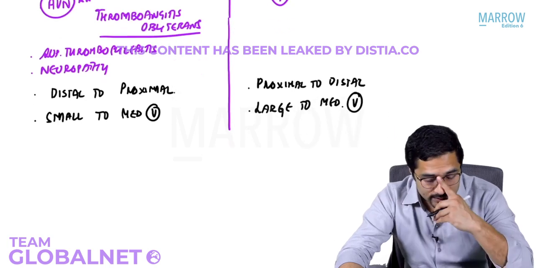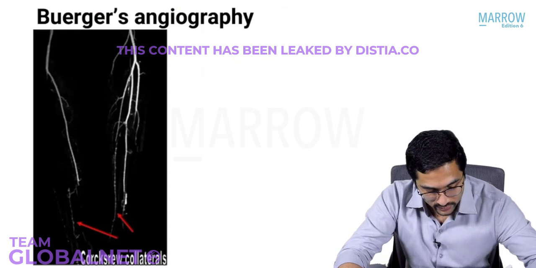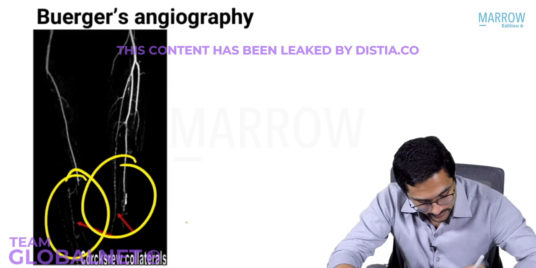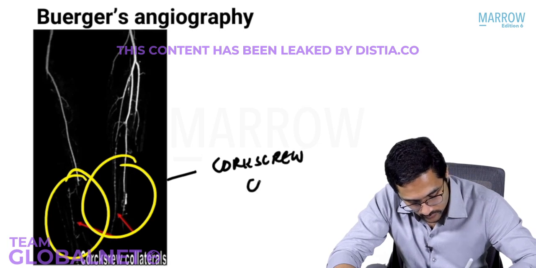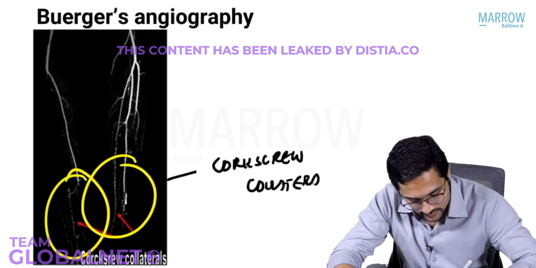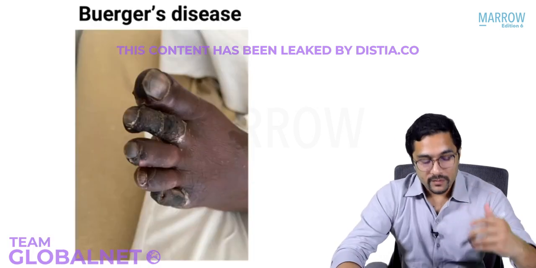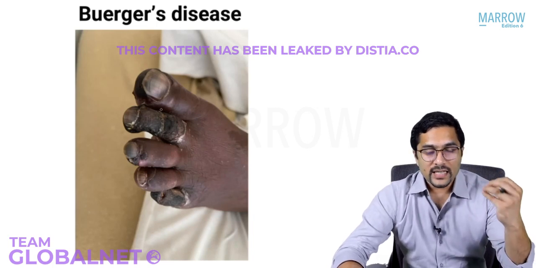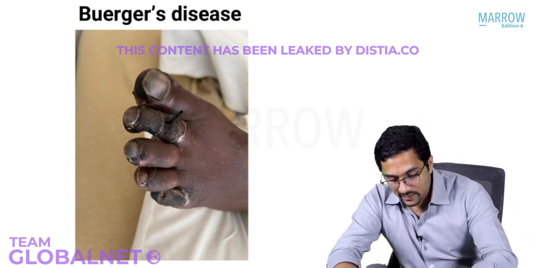Now, in Buerger's disease, if you do angiography, you will get corkscrew collaterals. This you should know for your exam. This is an image of a patient with Buerger's disease. You can see it involves the distal vessel, so that is why the toes are the ones which become gangrenous first.